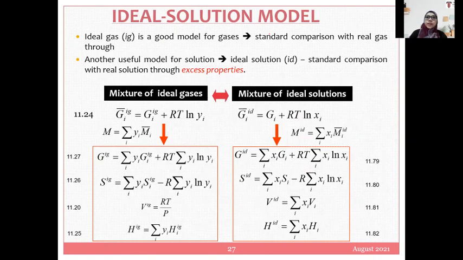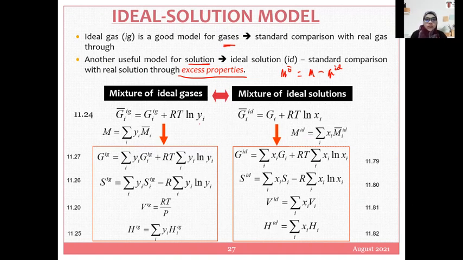Okay, let's move to the next topic, ideal solution. Ideal gas is a good model for gases, a standard for comparison with the real gas. Another useful model is for the solution. So it is called excess property, or M^E, where excess property equals the real or actual minus the ideal solution. Or this is the comparison between the mixture of ideal gas and ideal solution.